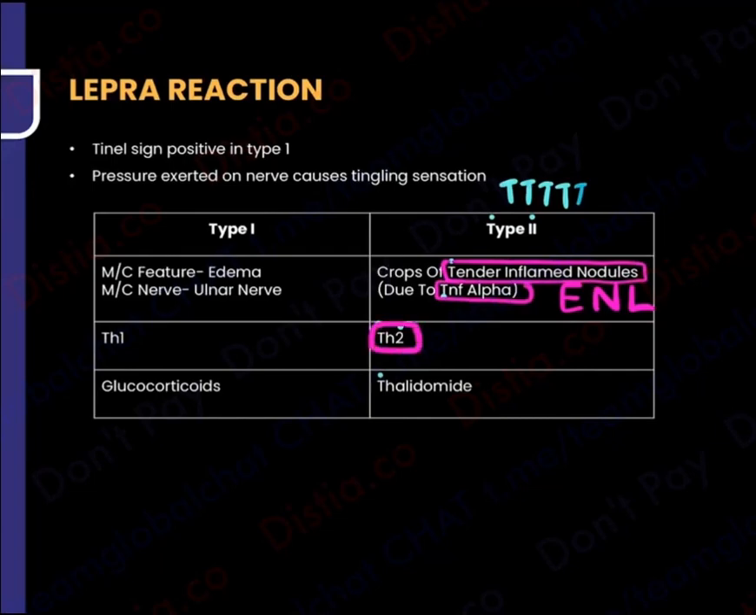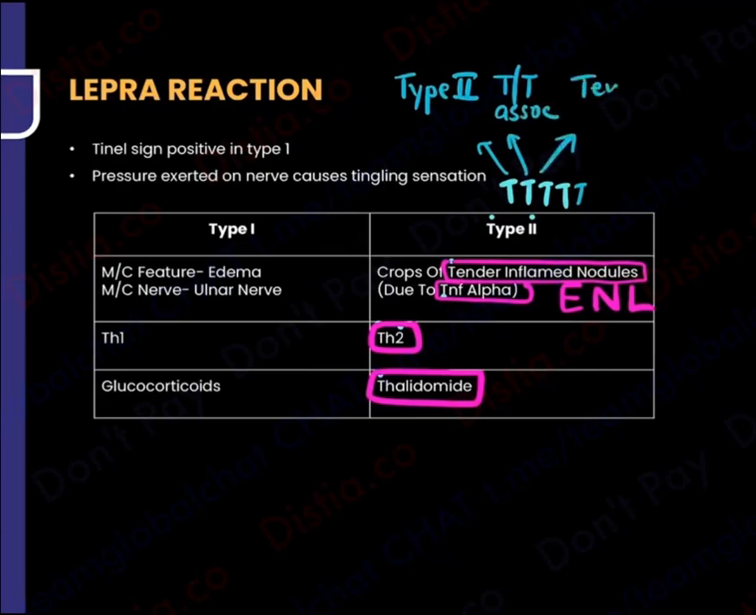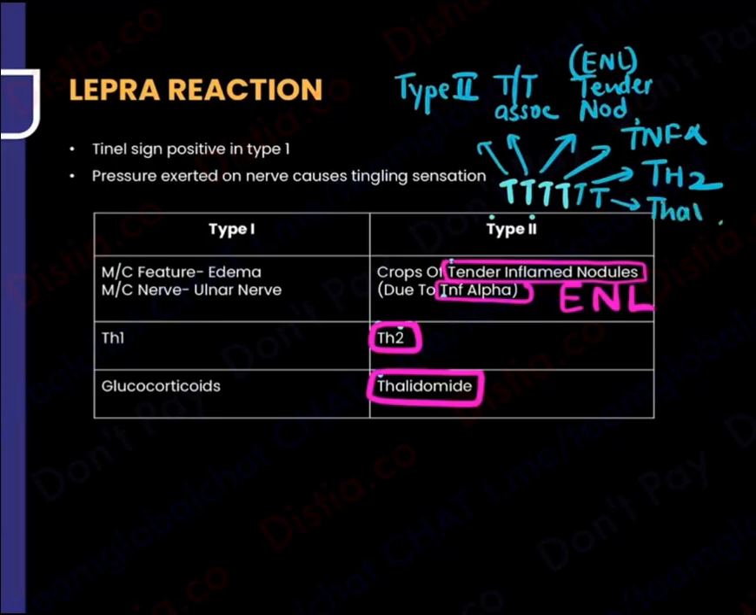It is the TH2 response, again T2, not TH1. And what is the treatment? It is going to be T for thalidomide. So remember, when you're talking about type 2 lepra reaction, this is treatment associated. It is going to show you tender nodules, that is known as erythema nodosum leprosum. It is going to show you that tenderness because of TNF alpha. It is going to be associated with TH2, and it is going to be treated with thalidomide. That is type 2 lepra reaction.